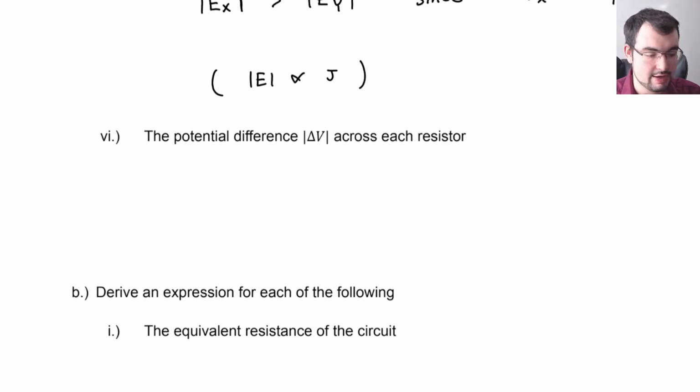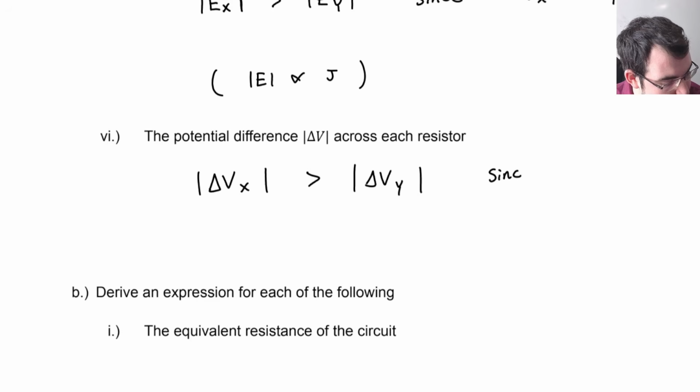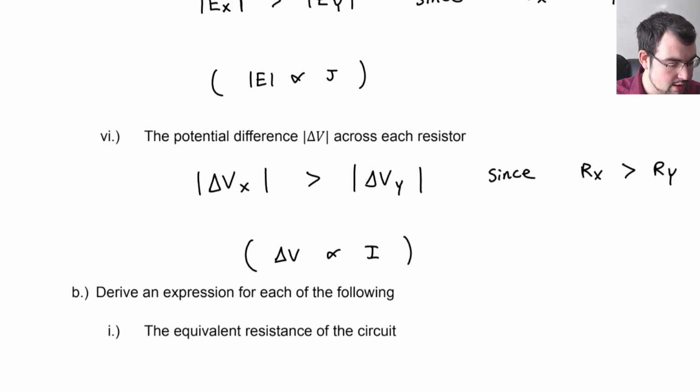Well, this is a series circuit. They receive the same current. So delta V across X is larger than delta V across Y, since the resistance of X is larger than the resistance of Y. And we know that because delta V is proportional to resistance under the same I. So let's just say delta V equals IR. And this quantity is the same for each.